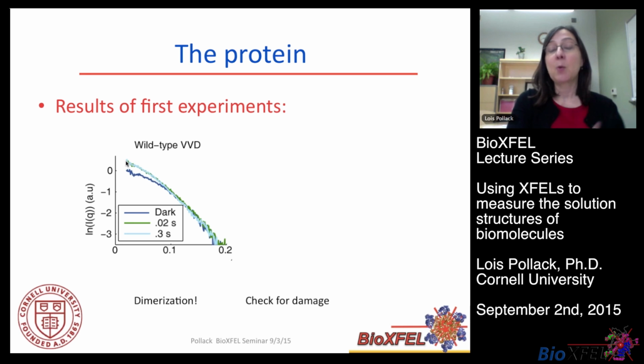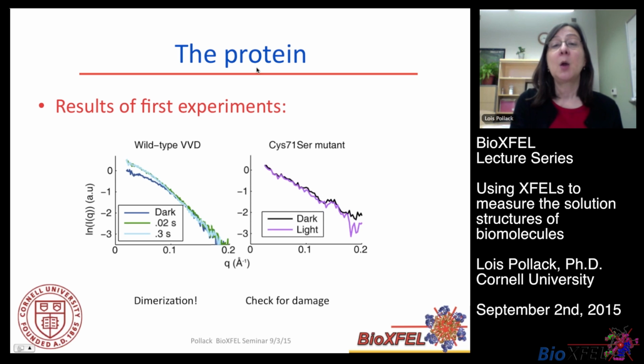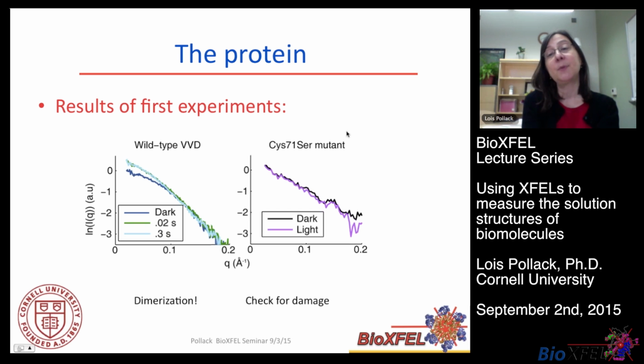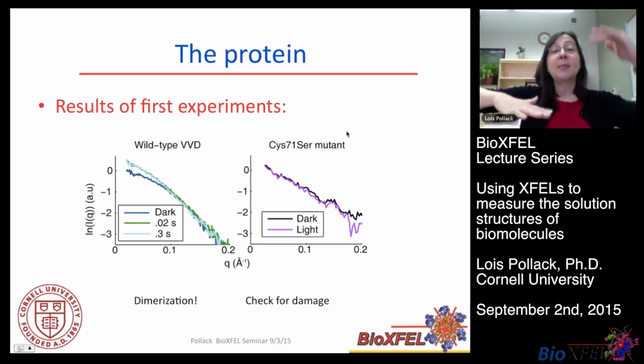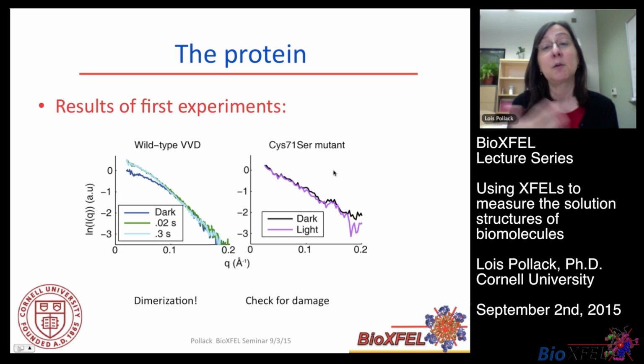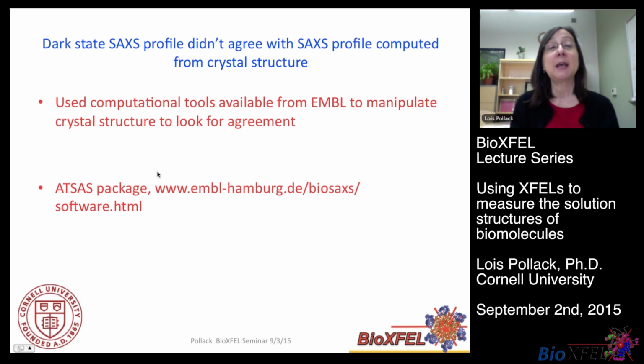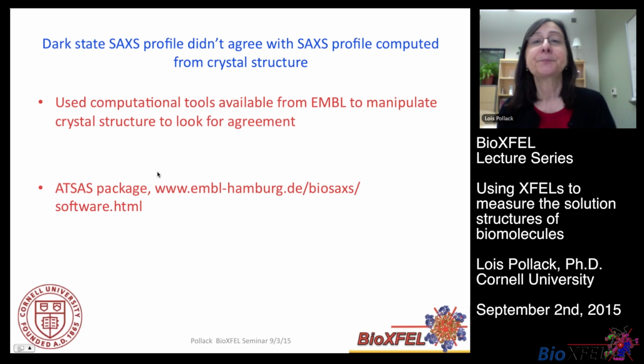And just to be sure that we're not damaging the protein, that this isn't some crazy radiation damage effect, which you always have to worry about, we examined a mutant that doesn't respond to light the way that the wild type does. And in fact, there's absolutely no difference in the y-intercept here. The protein concentrations are a little bit different between the mutant experiments and the wild type. That's why the signal is a little bit higher for the mutant experiments. But this convinced us that, in fact, the protein is actually dimerizing.